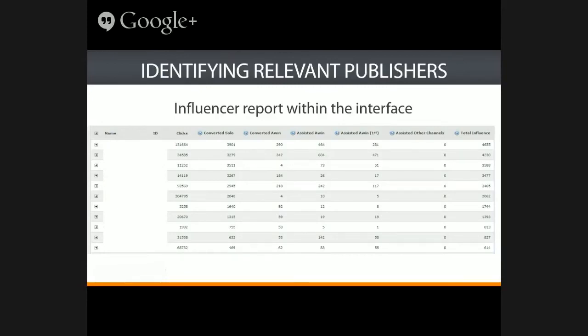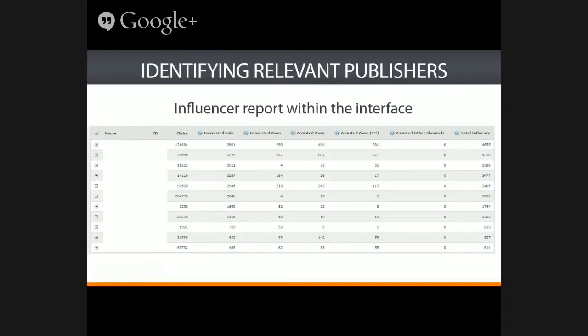Assisted Awin shows that the publisher has been involved in a sale that another publisher has converted. An assist payment could be rewarded in this instance. Assisted Awin first. This is where the publisher was first click in a customer journey that was converted by another publisher. Assisted other. This is where a publisher was involved in a sale that was converted by another channel.